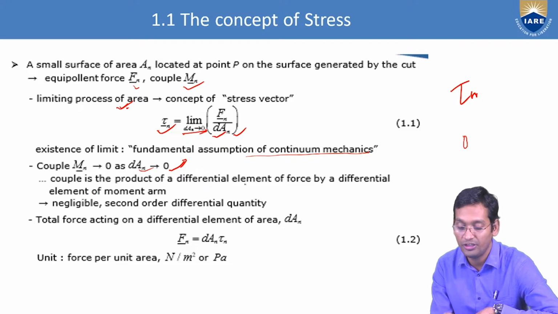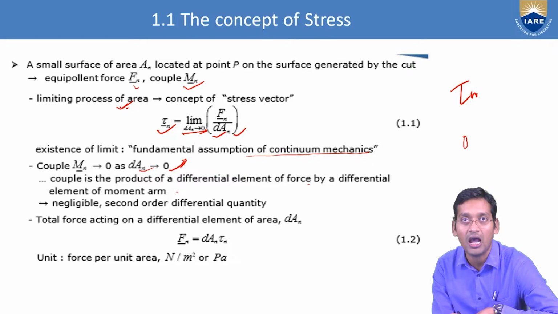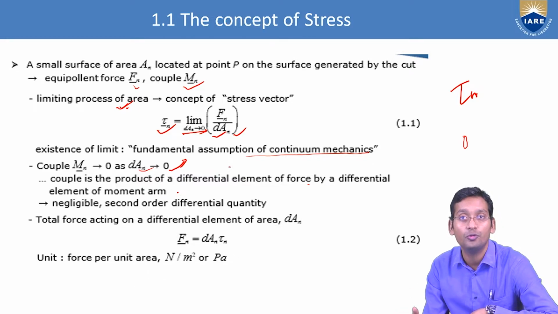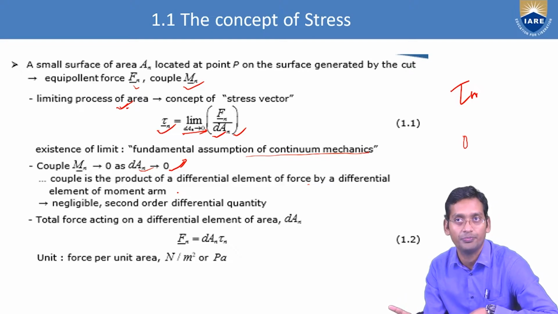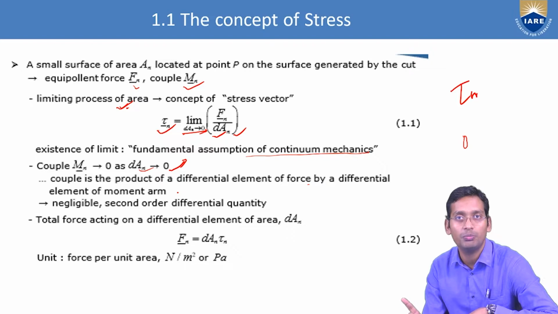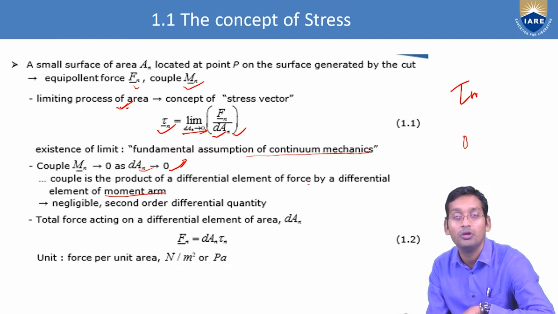Couple is the product of a differential element of force by a differential element of moment arm. Moment arm is what? The distance. Couple is simply force into perpendicular distance. In another word, you can also remember couple is force into the perpendicular distance. That's why here it's given the moment arm, about that arm it's acting.